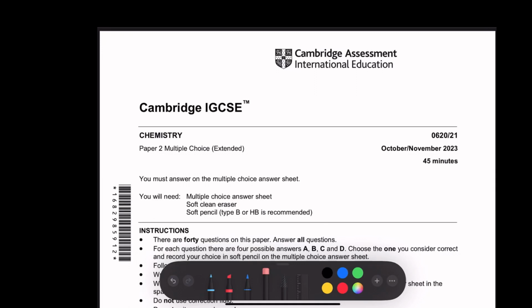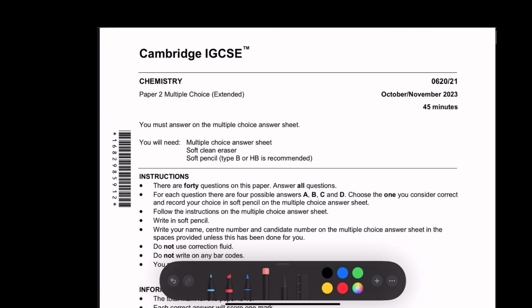Hello guys, today we're going to be solving October/November 2023 0620 paper 21. So let's start.